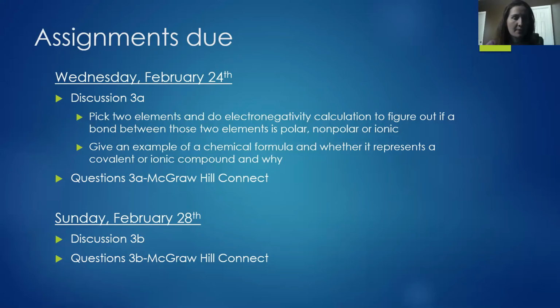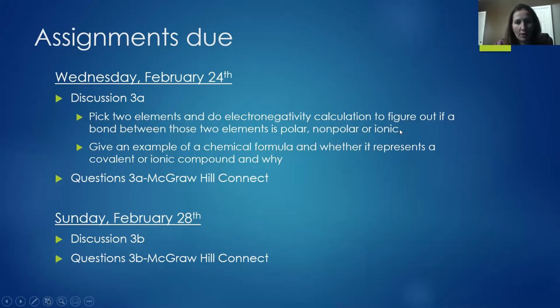So the upcoming assignments that are due this Wednesday, February 24th: discussion 3A. I see a few people have already done parts of the discussion, but remember there are 2 threads this week and they are due Wednesday. The due date I couldn't change, so they might be marked as late, but I won't dock any points. Just get them in by Wednesday at midnight.